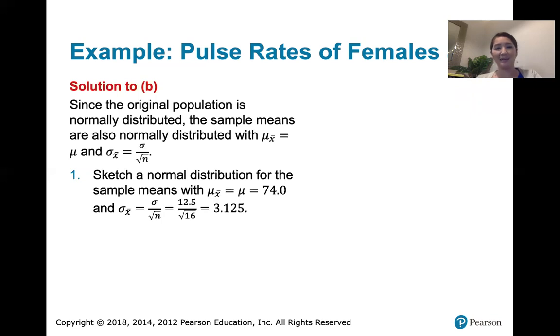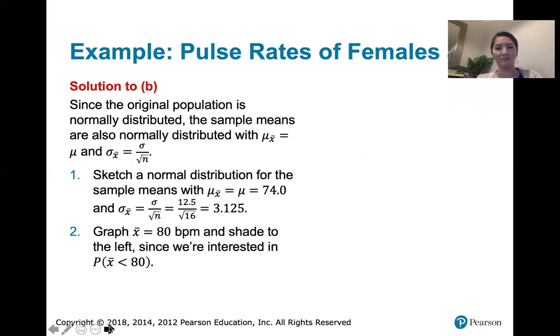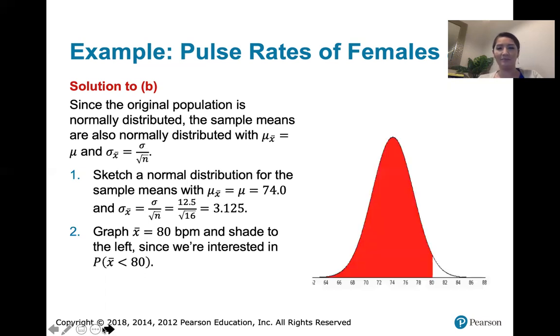So notice that that standard deviation is 1/4 of the original standard deviation. So it's going to be very tall and skinny now in comparison to the original distribution. Then we want to graph x bar equals 80 beats per minute, and that's x bar because we're talking about a sample mean. Then we want to shade to the left since we're interested in that mean being less than 80 beats per minute. So we have this graph here. And the question is, what is that red area?